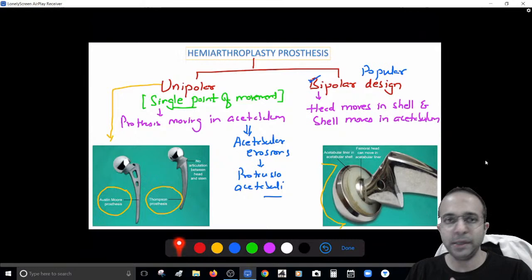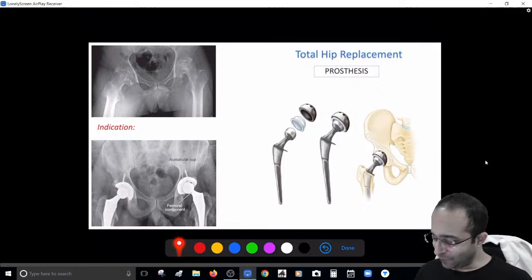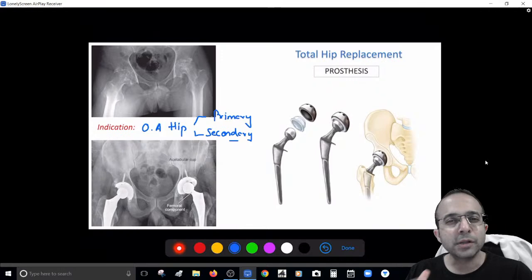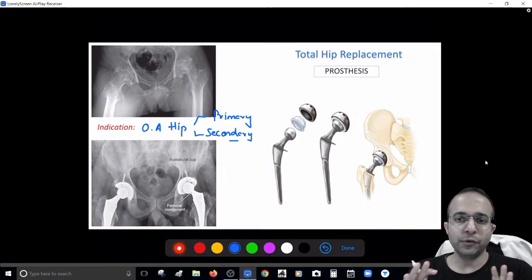Now a hemiarthroplasty prosthesis is pretty much different from a total hip replacement prosthesis. So a little about these total hip replacement prostheses. The indication we are very much clear about. This is osteoarthritis of the hip, which could be primary osteoarthritis, age related, or secondary osteoarthritis occurring from any cause. Rheumatoid arthritis, trauma, infection, tuberculosis, anything that leads to osteoarthritis would also be an indication for total hip replacement.